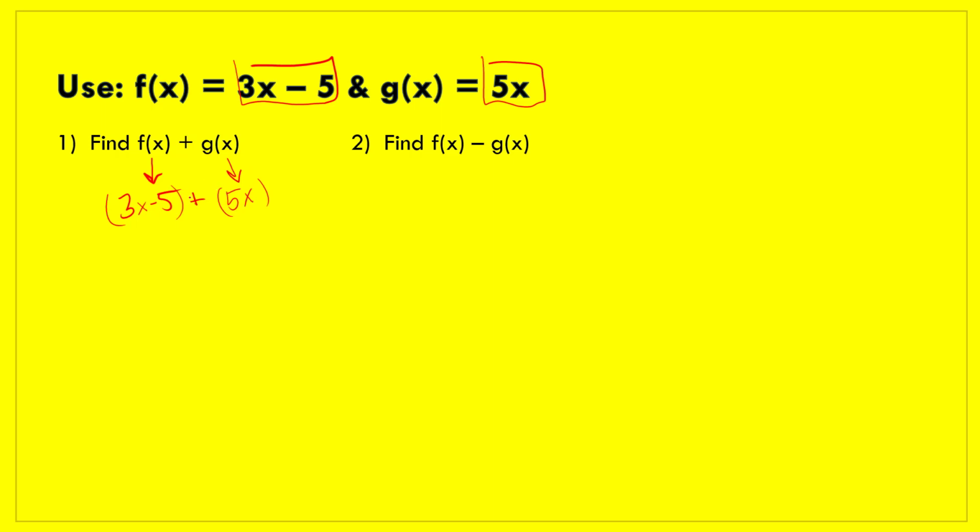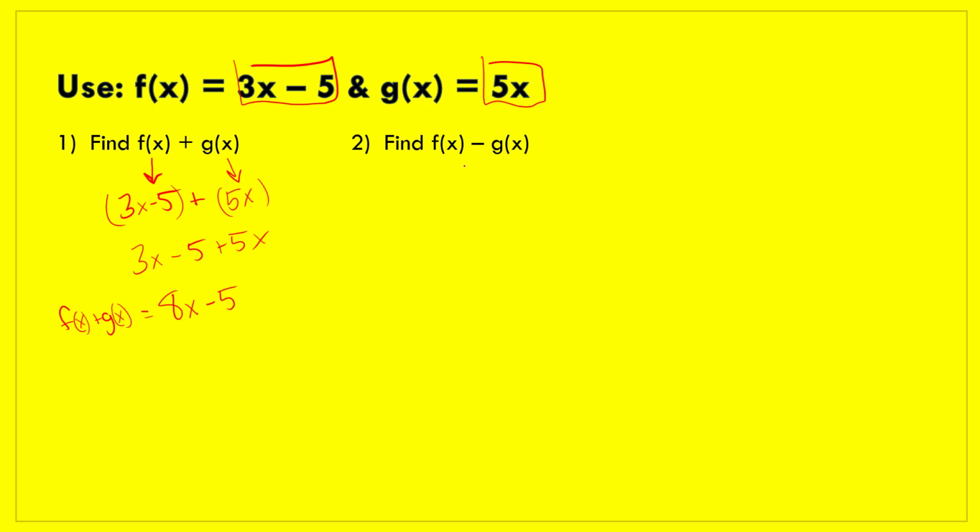Now, since I have addition signs or positive values in front of both parentheses, I no longer need the parentheses. 3x minus 5 plus 5x. 5x and 3x gives me 8x minus 5. So f of x plus g of x is equal to 8x minus 5.